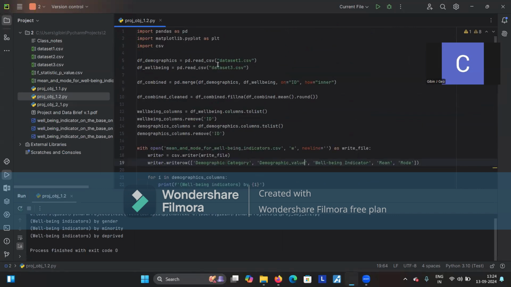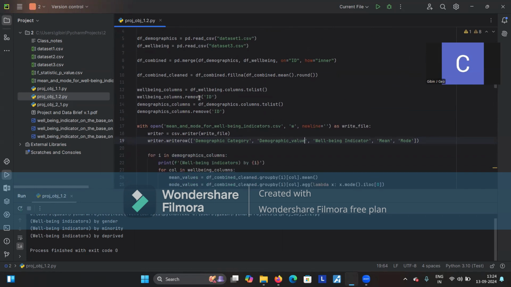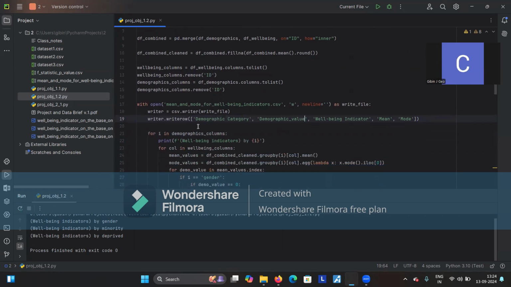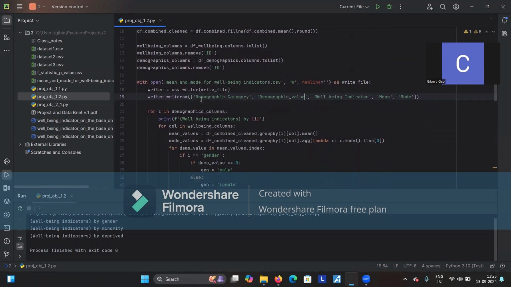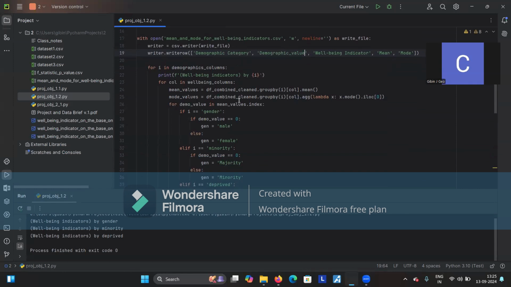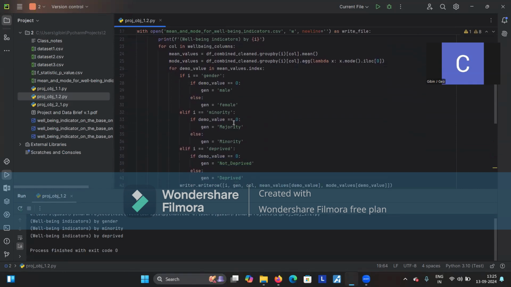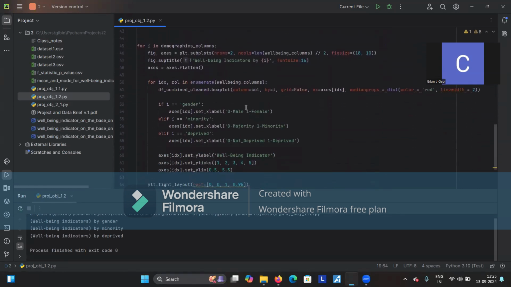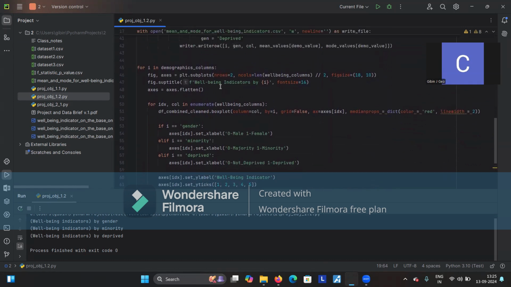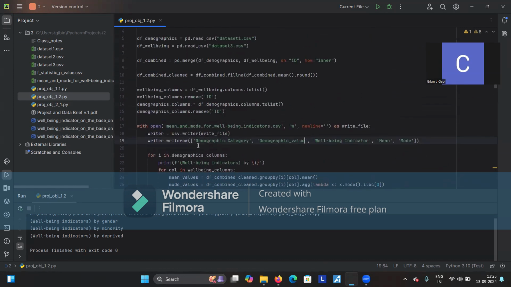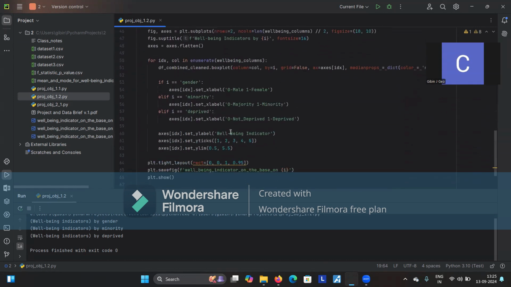First, we read the dataset, merge using an inner join, fill in the missing values, and extract the columns. After that, we calculate the central tendency, mean and mode, for the well-being indicator on the basis of demographic categories, and we save them into a CSV file. Similarly, we also made a box plot on the basis of demographic categories, and we save it into an image file as well. Now let's run the code.